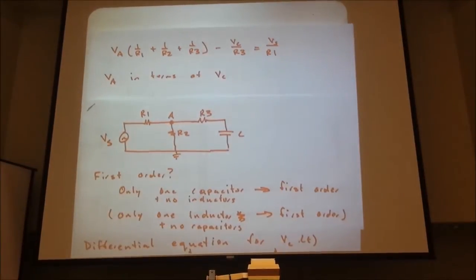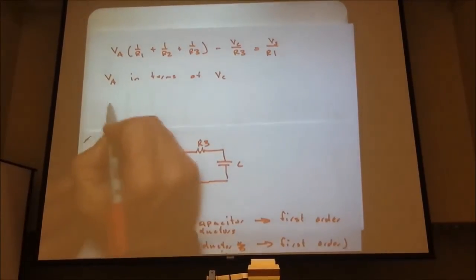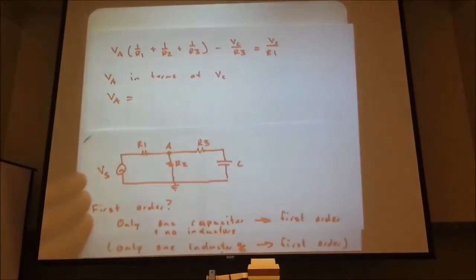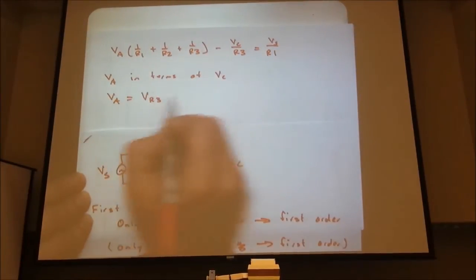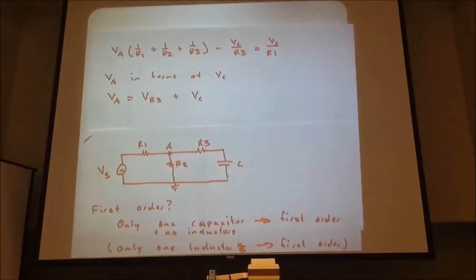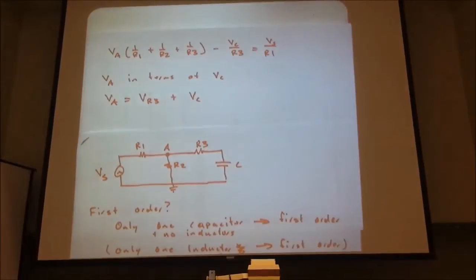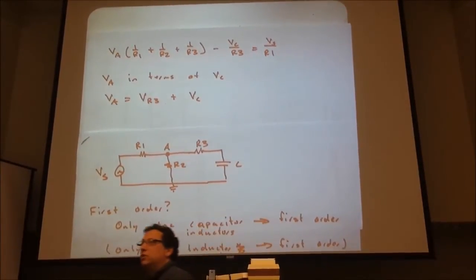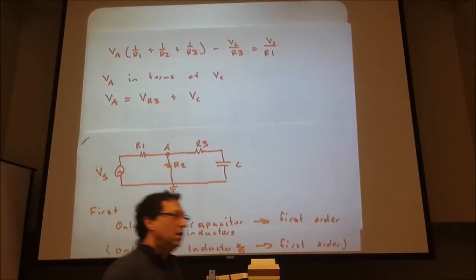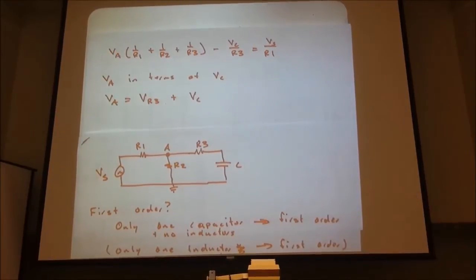There's our VA. Well, arguably we could apply a series circuit. We recognize VA for our given source is VR3 plus VC, right? Everyone agree with that? The voltage at this node is this voltage plus that voltage. It's a voltage divider in a sense, part of that voltage being across the capacitor, part of it being across that resistor R3.